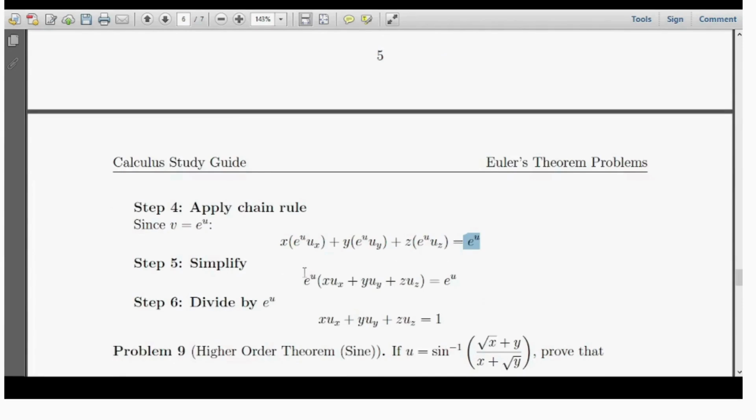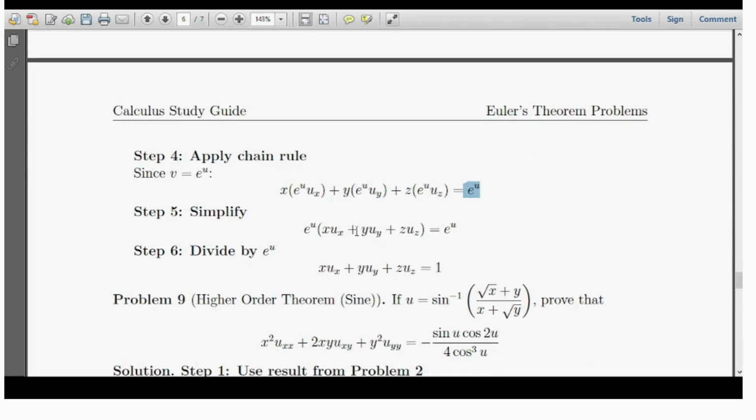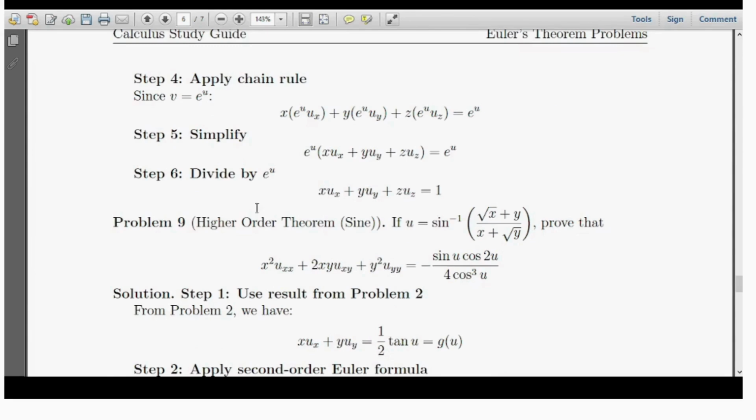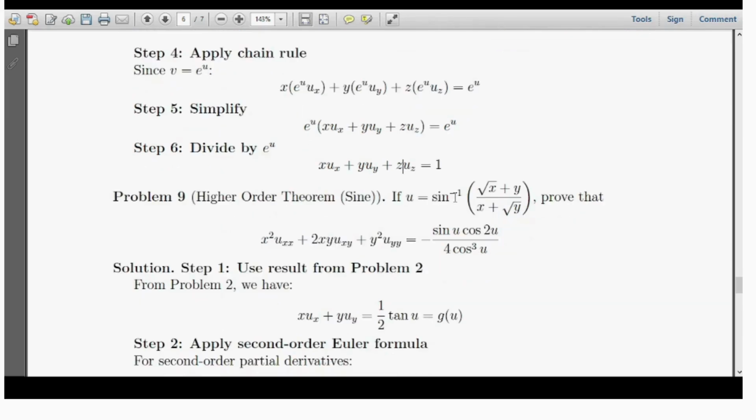So simplifying that, taking e power u common, this is e power u into x u_x plus y u_y plus z u_z equal to e power u. So dividing by e power u, we will get x ∂v/∂x plus y ∂v/∂y plus z u_z, means ∂v/∂z, is equal to 1.